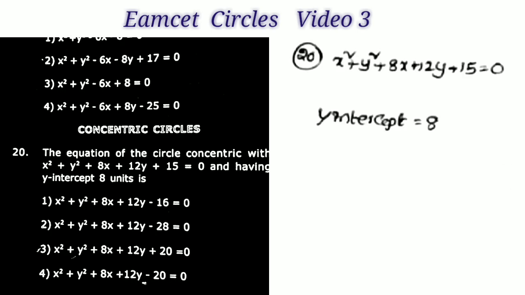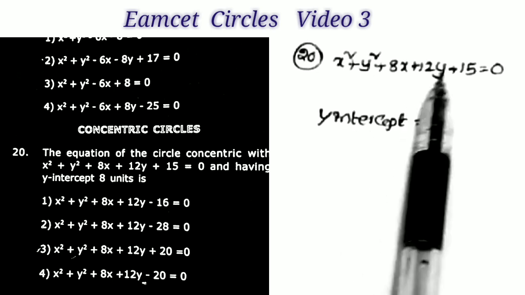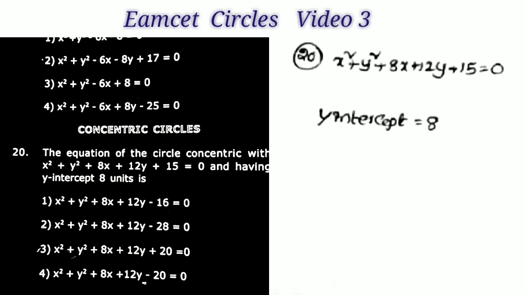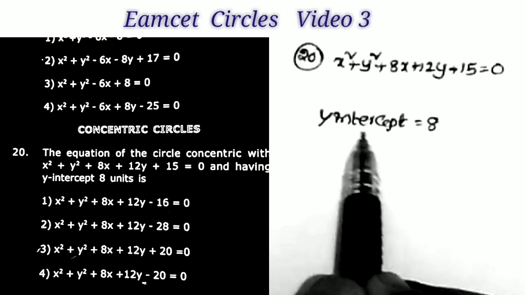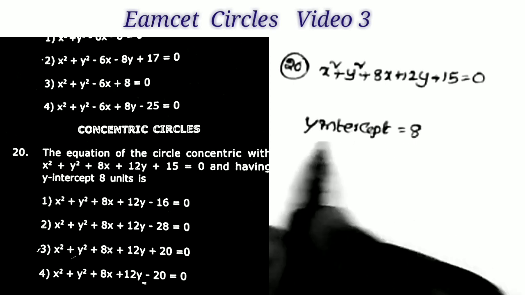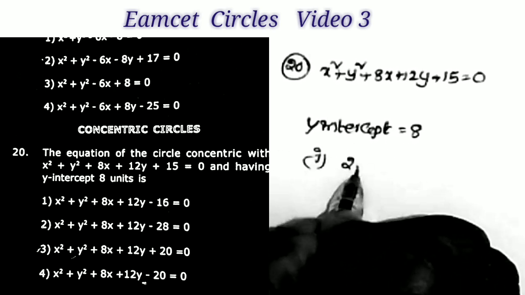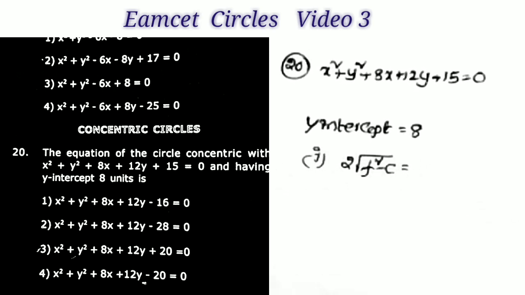The equation of the circle concentric with x square plus y square plus 8x plus 12y plus 15 is equal to 0 and having y-intercept equal to 8. Okay, concentric with the given circle and y-intercept is equal to 8. Now taking the options one by one and checking the y-intercept value. I take the first option first. What is the y-intercept formula? 2 root f square minus c.